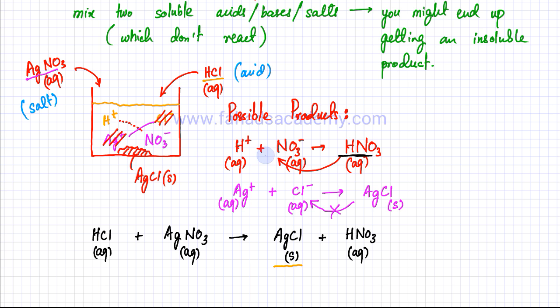So if H plus 1 and NO3 minus 1 ions combine, they're going to form nitric acid, which is soluble. So it's going to redissolve and become part of the solution. But if Ag plus and Cl minus 1 ions combine, they form an insoluble substance, which is AgCl solid. And this AgCl solid can then be filtered out, and the precipitate can be washed with distilled water since it's insoluble, and you can dry the precipitate. And this method will only work if one of your products formed is insoluble.